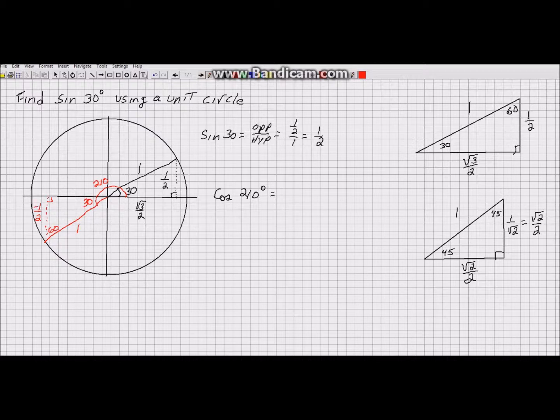Opposite 30 is 1/2, but it's negative in the third quadrant. Opposite 60 is square root of 3 over 2, and it's also negative in the third quadrant. So the cosine of 210 is the adjacent side, negative square root of 3 over 2, over the hypotenuse, 1. So the cosine of 210 is negative root 3 over 2.